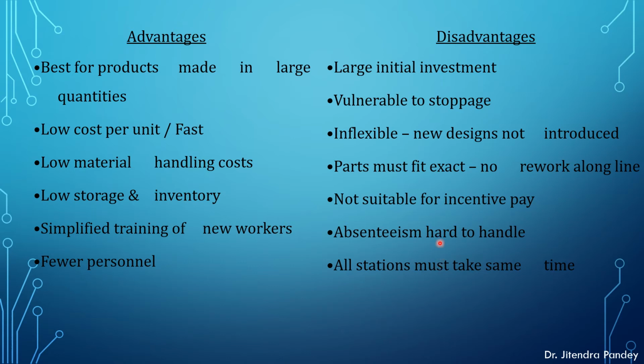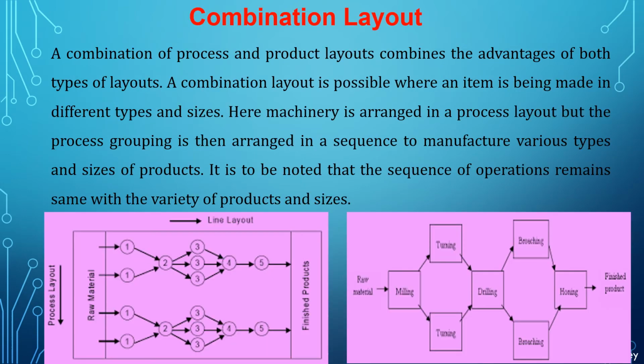Absenteeism of workers becomes very hard to handle in production, because if one machine gets stopped then all machines will automatically be stopped. All stations must take the same time or proportionate time.